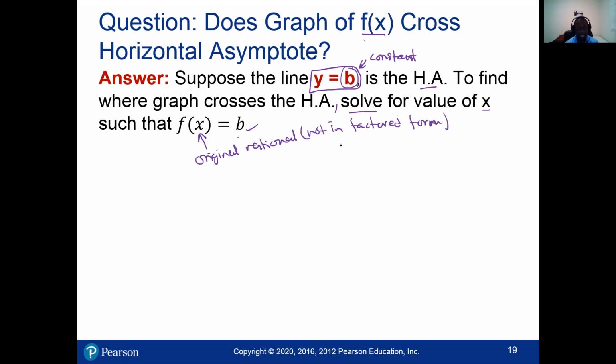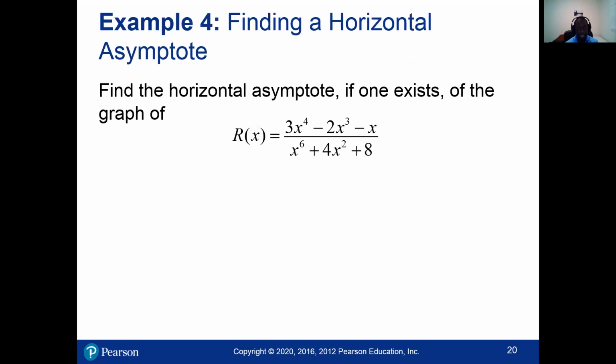Okay, so we're going to take examples now. It says find the horizontal asymptotes, if there's one, and then we'll see if it's going to cross. For this particular rational function, I'll show you why we cannot find the horizontal based on what we have covered in this class. Now look at the degree. The degree of the numerator is 4. So in this case, your n is equal to 4. Your m is equal to 6.